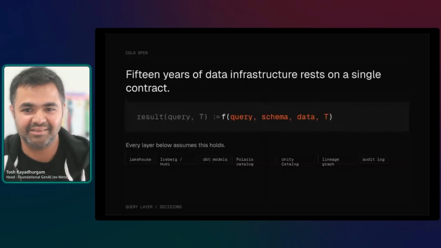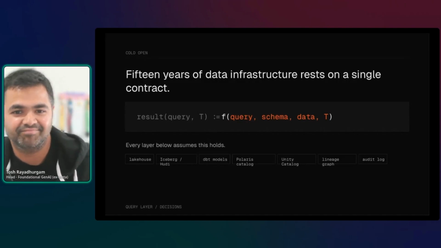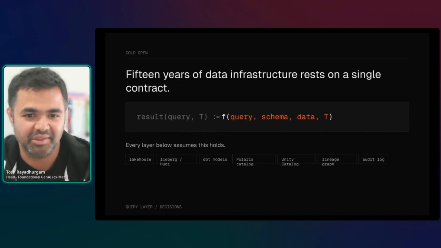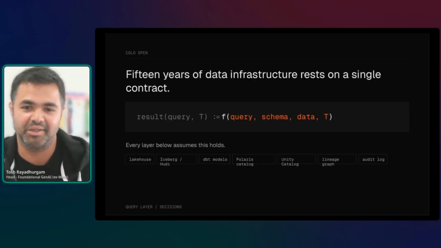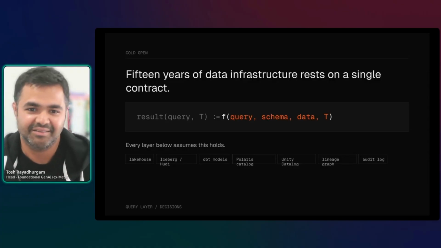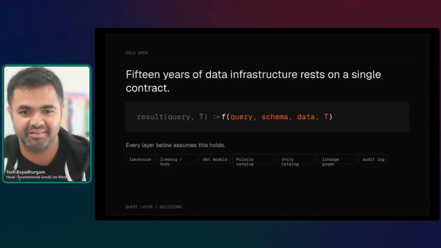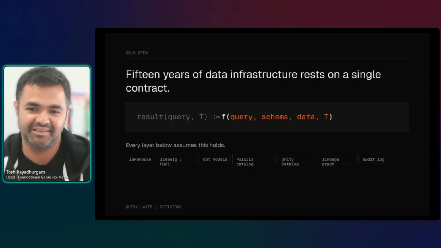So we know this typical thing, which is that the result of any query at a time t is a function of the query, a schema, the data, and your time. So that's our function. It's one number, 4 arguments in, one number out, and it's deterministic.